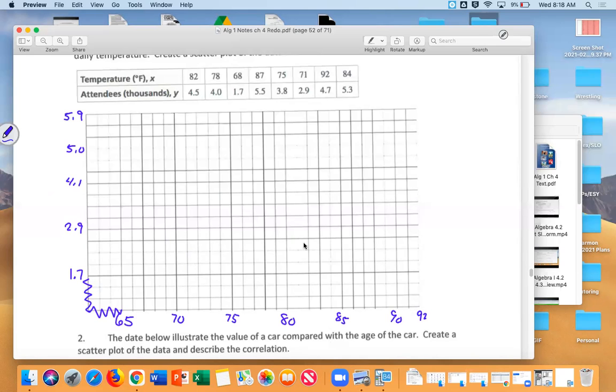All right, now we have to label. This is our attendance, attendees in thousands. And this is temperature, and this is Fahrenheit. Okay. Let's plot our points.